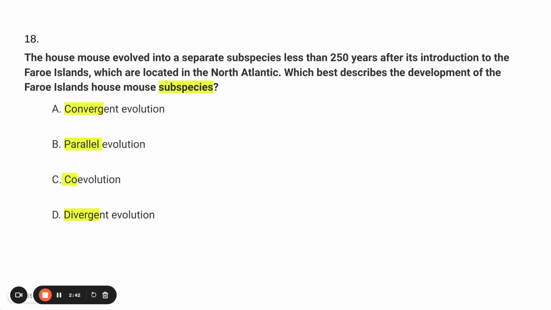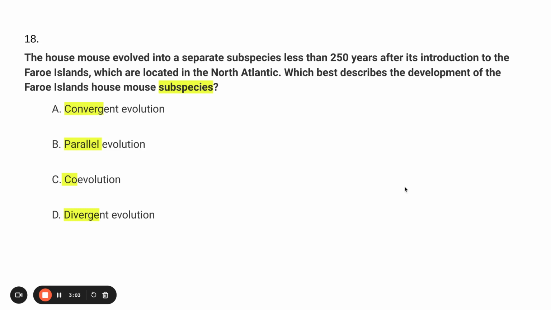Number 18, evolution question. The house mouse evolved into a separate subspecies less than 250 years after its introduction to the Faroe Islands, which are located in the North Atlantic. It's probably really cold there. Which best describes the development of the Faroe Islands house mouse subspecies?